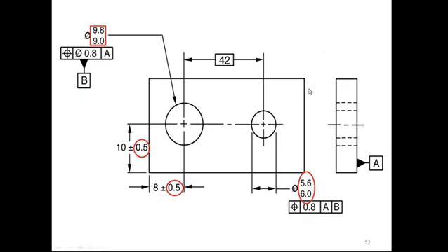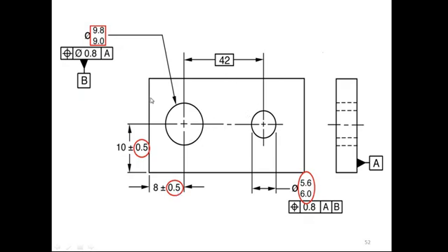So friends, this is one example: a plate having two holes with a distance of 42 mm, and for the bottom we have defined datum A. Now we want to define the position of these two holes. Considering this hole, it is 10 from this side, and the tolerance zone is given as plus minus 0.5. Within plus minus 0.5, the center of this hole is allowed. From this side, the distance to the center of this hole is 8, and plus minus 0.5 is allowed.